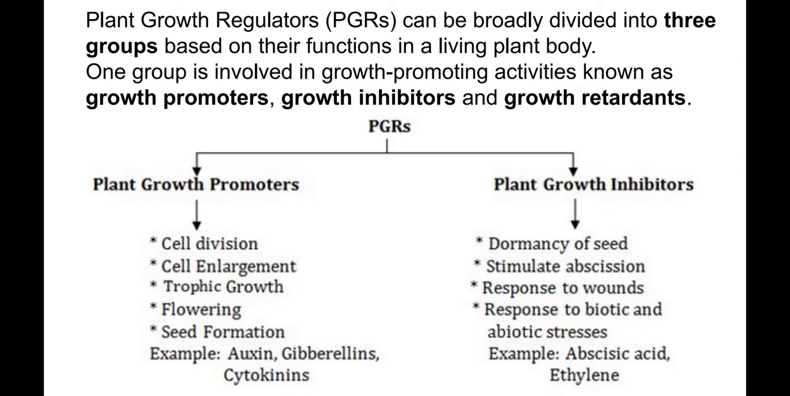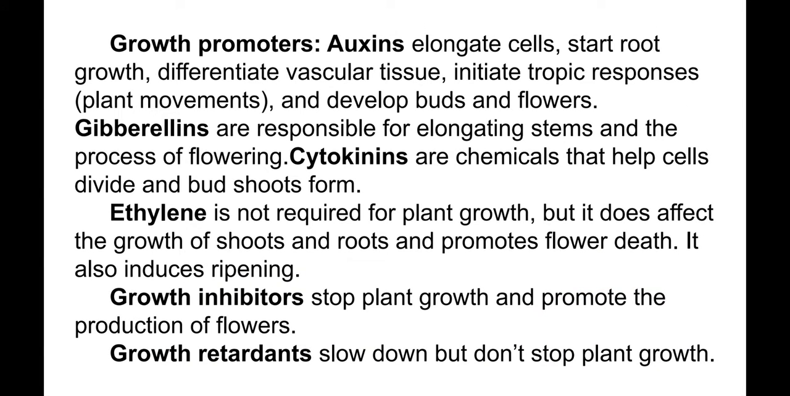One group is plant growth promoters, another is inhibitors, and also there are growth retardants. And examples of these plant growth regulators, you see, it is what they are doing. They can produce enlargement of cells and produce flowering and formation of seeds, or vice versa. Inhibitors can stop germination of seeds, for example, and they are used, for example, to protect the plants.